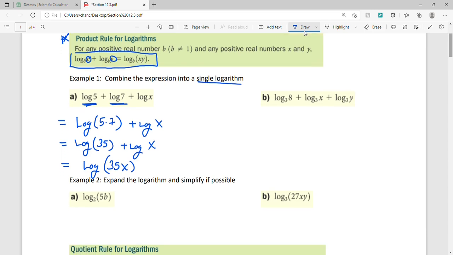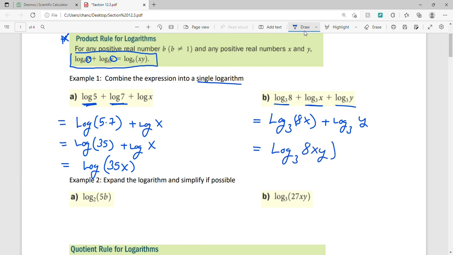Let's look at part B. We can do the same process since all of the bases are the same. And so I could write this as log base 3 of 8x by multiplying the first two arguments. And then I can add log base 3 of 8x plus log base 3 of y. This becomes log base 3 of 8xy. And that completes part B.